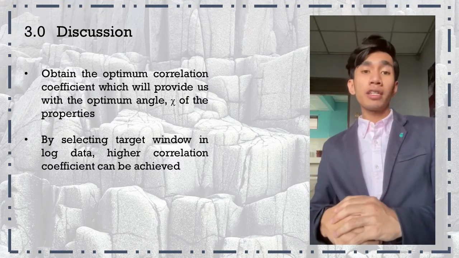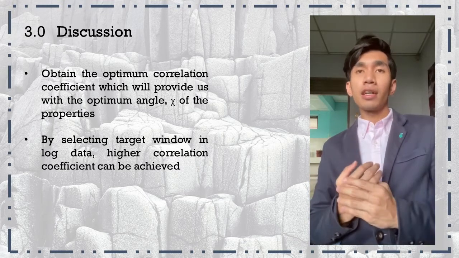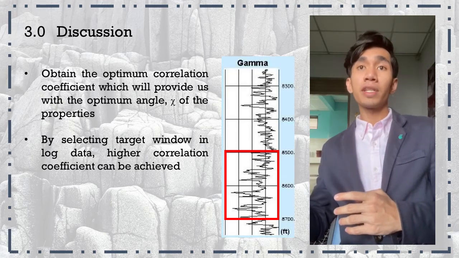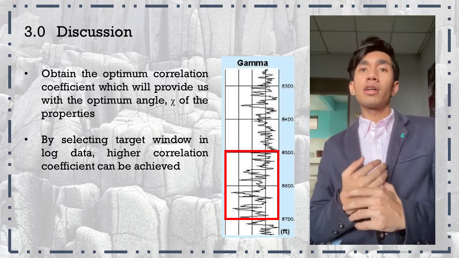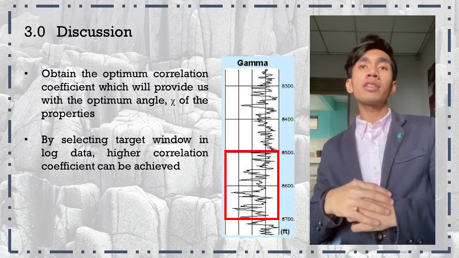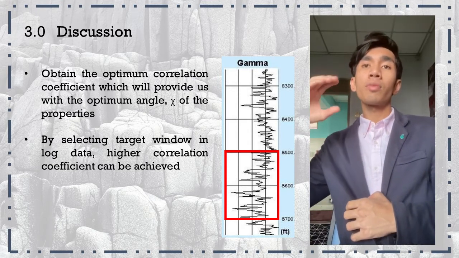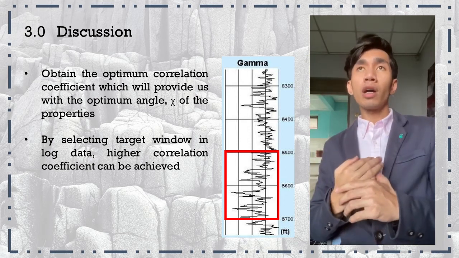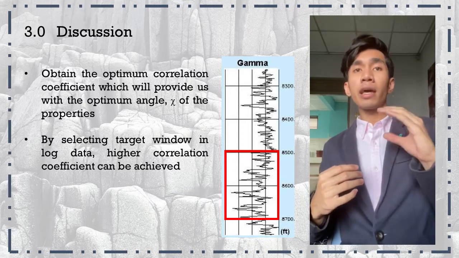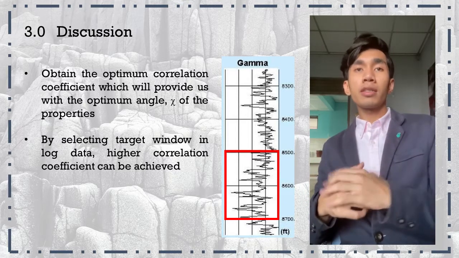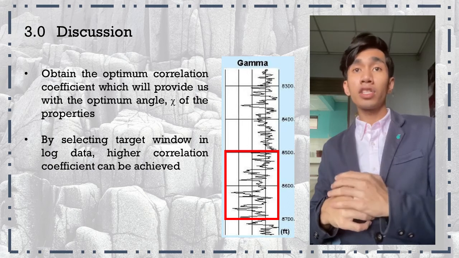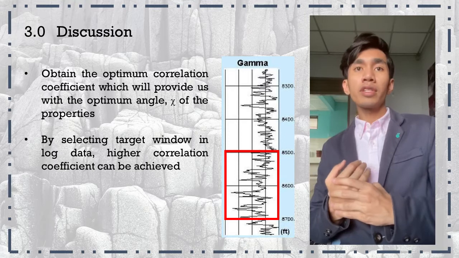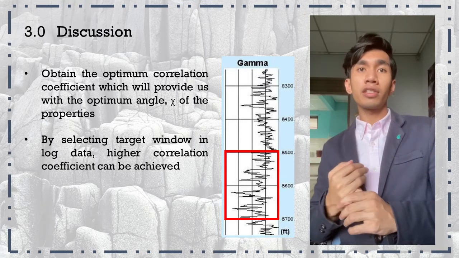To encounter this kind of problem, we can select a targeted window. As you can see in this picture below, this is the gamma ray log. We can take a certain depth, from 8500 feet to 8700 feet. After we target the specific depth, we will obtain the optimal chi-angle of the properties. By doing this, a higher correlation coefficient can be achieved.